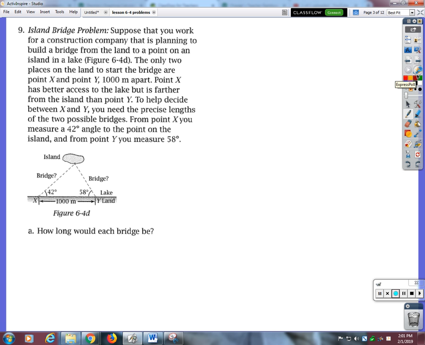All right, number 9, island bridge problem. Supposedly you work for a construction company that's planning to build a bridge from the land to a point on an island in a lake. The only two places on the land to start the bridge are point X and point Y, which happen to be exactly 1,000 meters apart. Point X has better access to the island, but is farther from the island than point Y. To help decide between X and Y, you need the precise lengths of the two possible bridges.